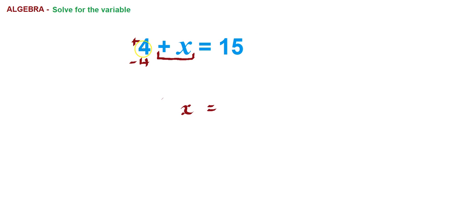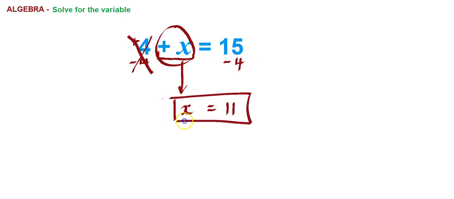So in this case, I'm going to subtract 4 to cancel out the plus 4, and I need to do that to both sides. So this cancels out. I'm left with positive x. So normally I don't really have to show the plus sign. So it's down here. I'm left with x, which is exactly what I want. And then 15 minus 4, well, that's 11. And that would be the answer.